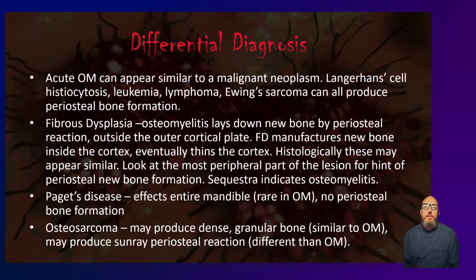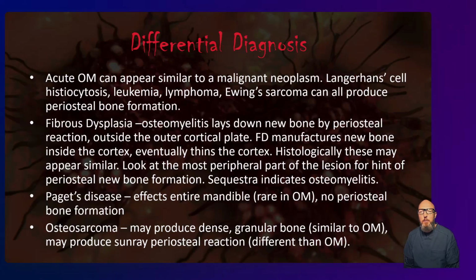All right, and this differential for osteomyelitis is pretty much the rest of the lecture in miniature. So acute can look malignant, which we already covered. Fibrous dysplasia, there's not going to be a periosteal reaction, usually not quite as nasty looking when it's really patchy and irregular, where it could be either osteomyelitis or a malignancy. You usually don't see that with fibrous dysplasia. Paget disease, think of it usually occurring in the entire mandible. And again, no periosteal reaction.